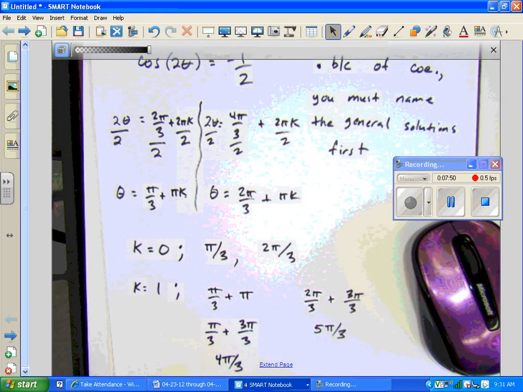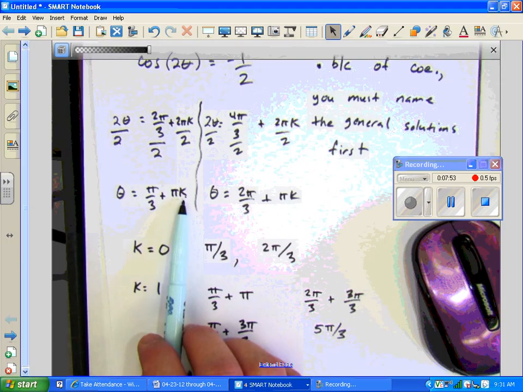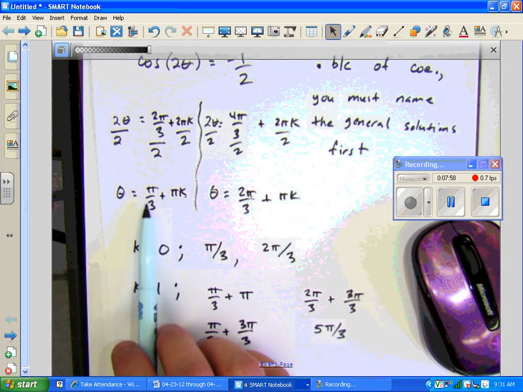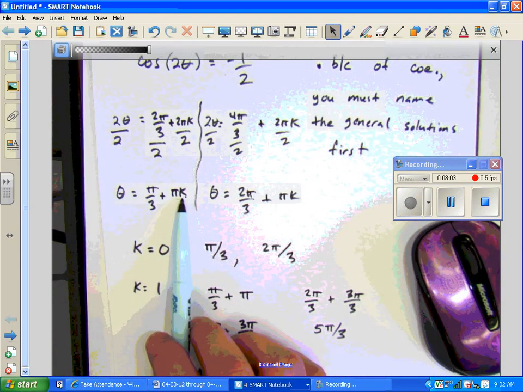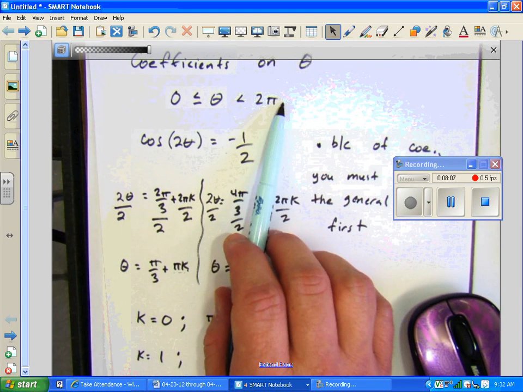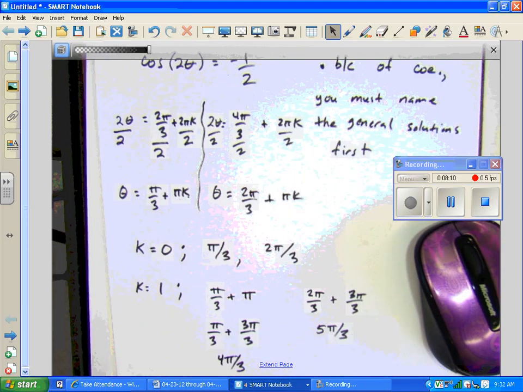Okay? Now, look what's going to happen if k is 2. If k is 2, this is going to be 2 pi, isn't it, right here and right here. If I add pi over 3 to 2 pi, I don't know what it's going to be, but it's going to be more than 2 pi, isn't it? And we can only go up to 0 to 2 pi is what the directions say. All right, so that's it.